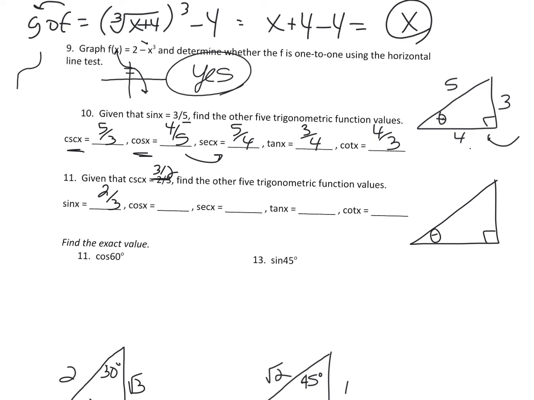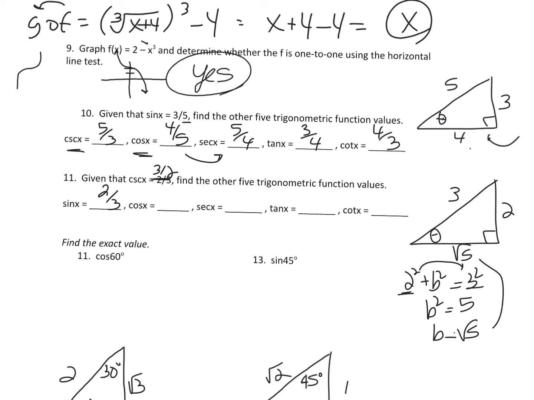Okay, if sine is 2/3, that's opposite over hypotenuse, 2/3. I need to find the third side. So I'm going to do 2 squared plus b squared, I don't know what that is, equals 3 squared. Just do Pythagorean theorem. 2 squared is 4, 3 squared is 9. If I move that over and do 9 minus 4, that's 5. If I take the square root, I get square root of 5. So this side right there is square root of 5.